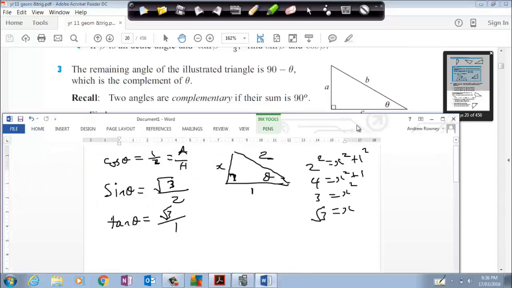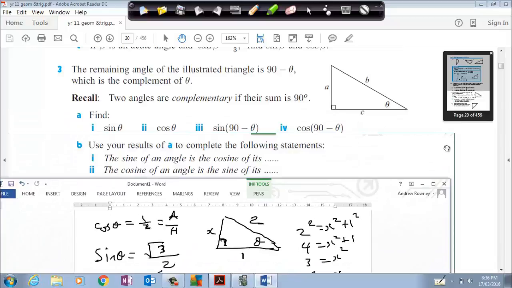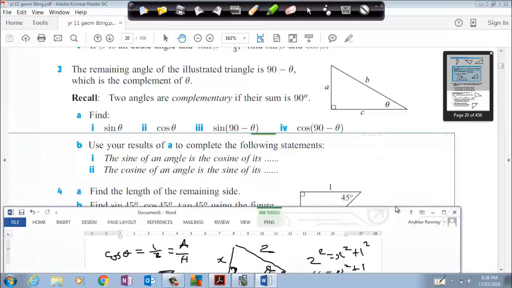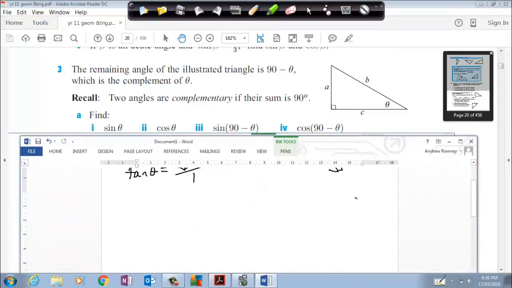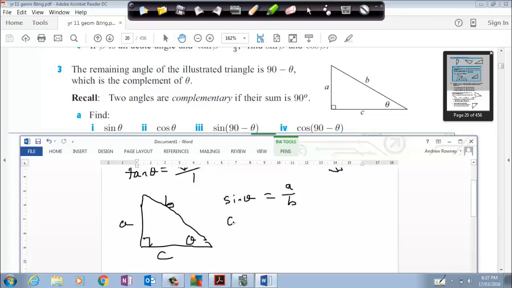Question 3 is now about complementary angles. We did supplementary angles not long ago. Complementary angles are angles that add up to 90 degrees. So this is using unknowns or letters, not numbers. So we have A, B, C, theta and 90 degrees. It says first of all to find sine theta. Now sine theta equals opposite over hypotenuse, so that's A on B. Cos theta equals adjacent over hypotenuse, so that's C on B.